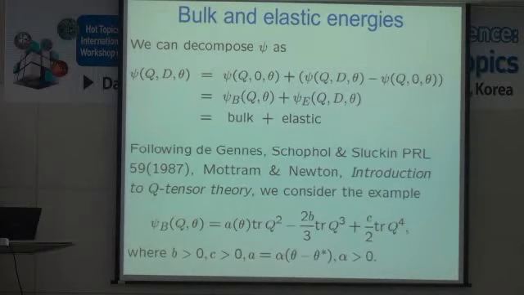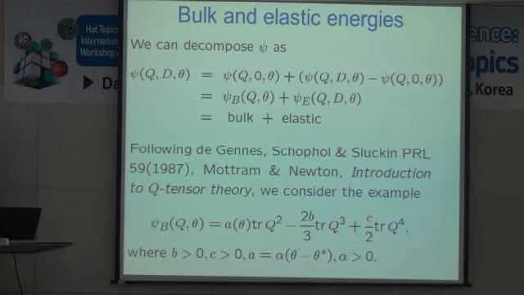And so let's consider, following de Gennes, and there's a nice little paper by Mottram and Newton, Introduction to Q-Tensor Theory, that you can find on Mottram's webpage in Strathclyde. So let's consider this classical case, which Peter already mentioned as arising from some expansion around the isotropic case for the bulk energy, a quartic. So it's a temperature-dependent coefficient, so it's linear in the temperature. So actually the temperature is theta. Theta star is a constant, alpha is a constant, B and C are constants. And so this is the trace of Q squared, so this is quadratic, this is cubic, and this is quartic. So it's a quartic form.